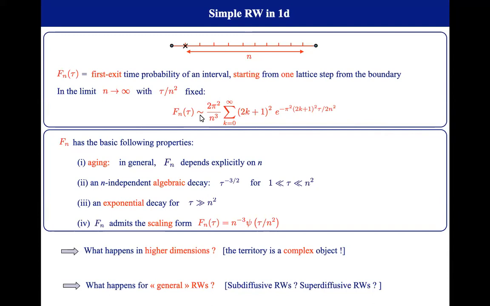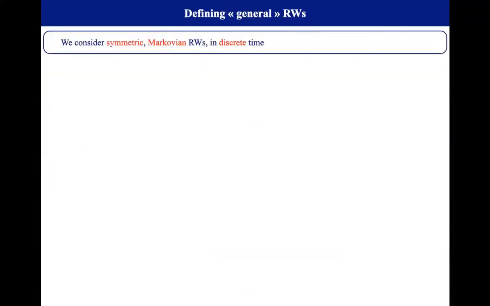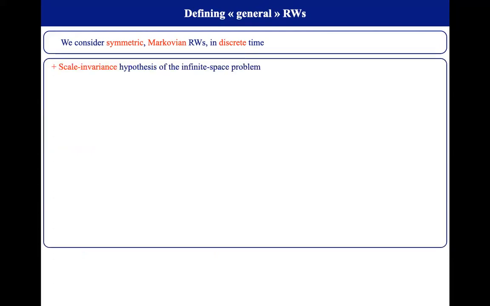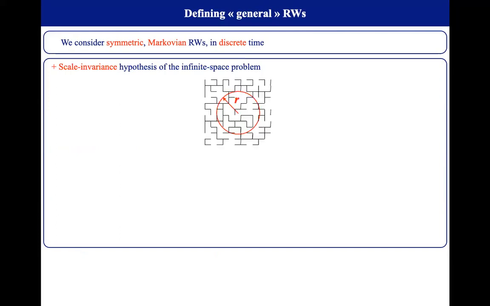This is typically what I would like to discuss. By general random walks, I mean the following. We will consider symmetric Markovian random walks, and I will restrict myself to discrete times. I will also assume that we have a scaling invariance hypothesis for the infinite space problem, meaning that we can introduce two dimensions, as we heard in the talk this morning.